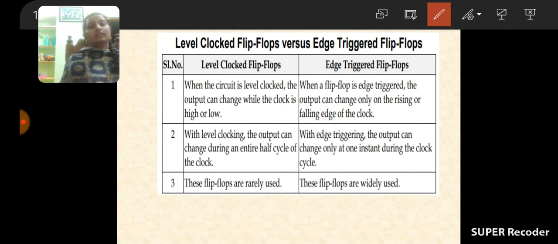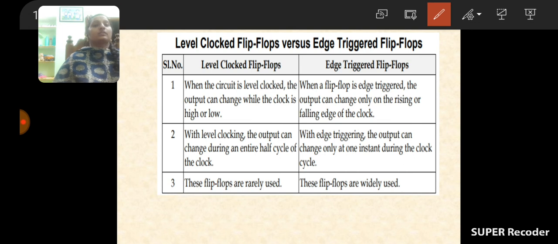In level clocking, the output is changed across either the positive level or the negative level. If the output is changed across the positive level irrespective of the inputs, that is called positive level triggering. If the output of the circuit is changed according to the inputs at the negative level of the clock pulse, then that is called negative level triggering.